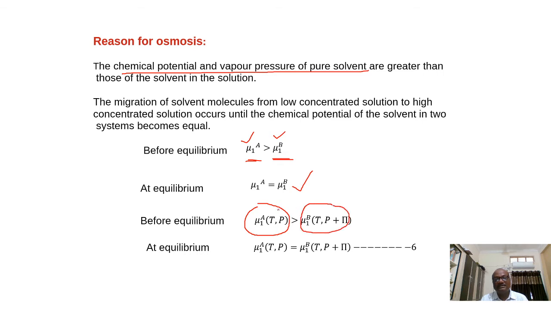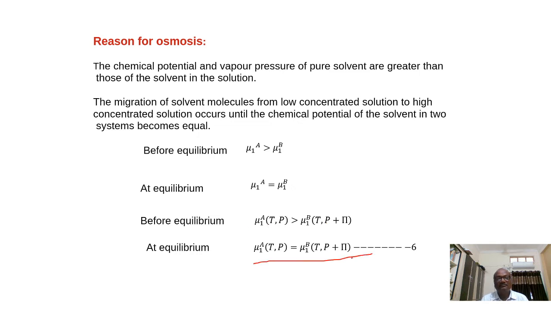Whereas this is a low concentrated solution, and the first one is a high concentrated solution. So the vapor pressure will be less in the high concentrated solution. That's why we are adding a factor of pi. So mu1A at constant temperature and pressure is greater than mu1B at constant temperature and P plus pi. At equilibrium, what happens again? Both of these become equal, so that the phenomenon of osmosis will be stopped. Mu1A (T, P) is equal to mu1B (T, P plus pi).